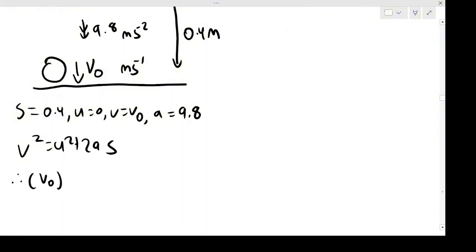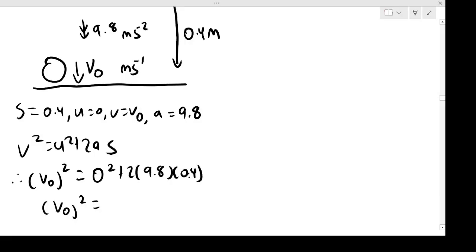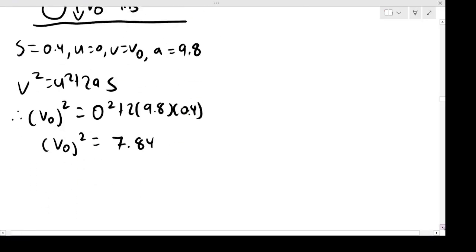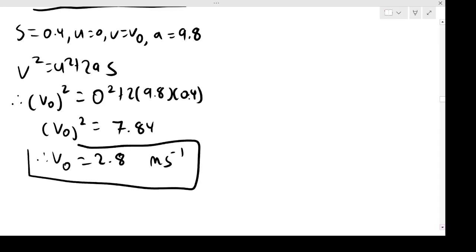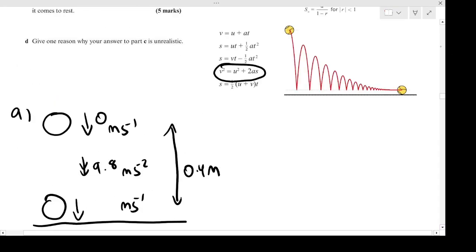So V squared is U squared plus 2AS. Therefore, V0 squared is going to be 0 squared plus 2 lots of 9.8, lots of 0.4. And so V0 squared will be 7.84. Okay. So if I root that, I get V0 to be 2.8. Okay. And that is my final speed here. So I can add that on here.